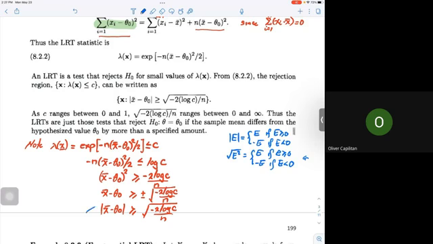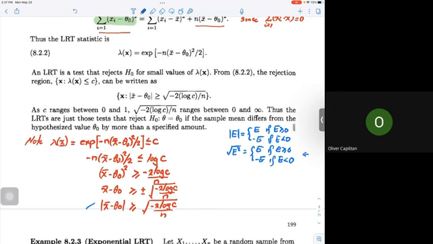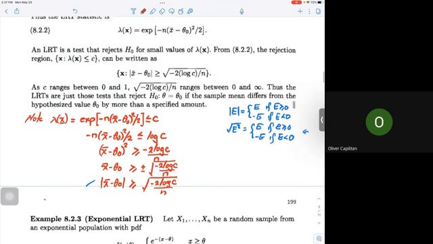Okay, so this would imply now that the rejection region, the set of all x such that lambda of x is less than or equal to c, would be equal to the set of all sample points x such that the absolute value of x bar minus theta sub 0 would be greater than or equal to the square root of negative 2 log of c over n. Okay?